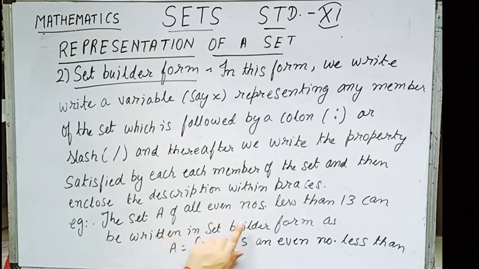The set A of all even numbers less than 13 can be written in the set builder form as {x : x is an even number less than 13}. This colon is read as such that. And in the roster form we will write A equals to {2, 4, 6, 8, 10, 12} as we did in the last example. So we now know how to represent a set in two forms, in roster form or in set builder form. Now let us take an example which we will represent in both the forms.